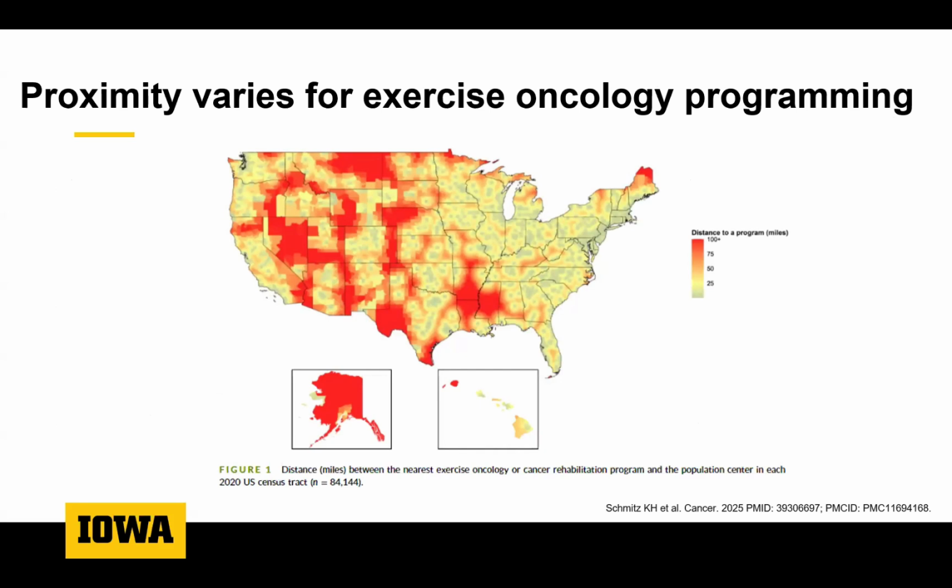So access and proximity across the United States for exercise oncology programming is not the same. As you eyeball this map, you'll notice that these deserts are often associated with rural areas. But even with this orange color on the heat map, we shouldn't expect survivors to drive 50 miles to an exercise oncology specific resource. So it's important to think about how we can implement this evidence-based program in local settings, such as at cancer centers where we know people live and are going for their treatment anyway.